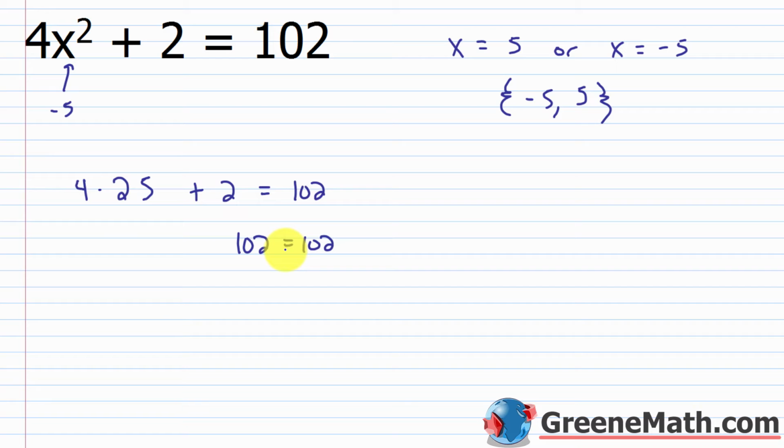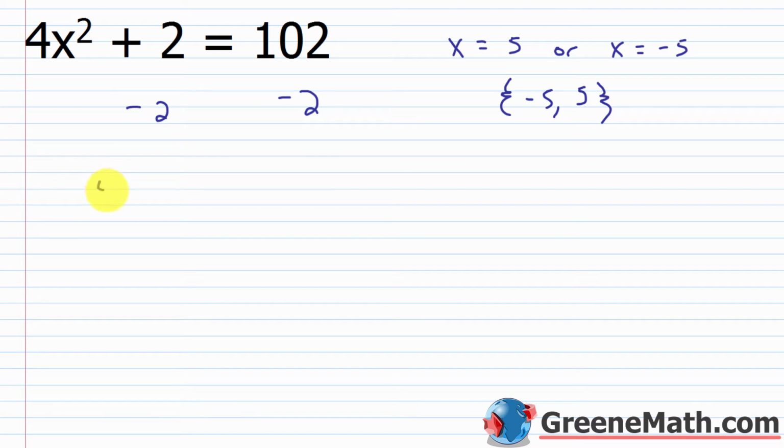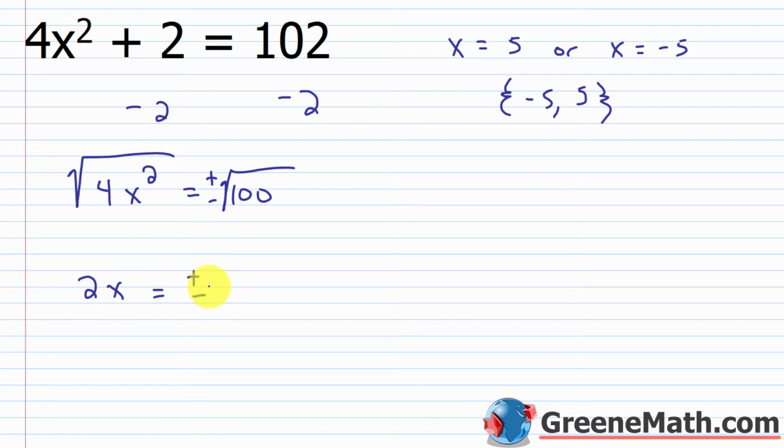Now, let's try without dividing both sides by 4. If we just subtracted 2 away from each side of the equation, we'd have 4x squared is equal to 100. What happens if I take the square root of this side and I go plus or minus the square root of this side? Well, the square root of 4 is 2. The square root of x squared is x, so I'd have 2x is equal to plus or minus the square root of 100, which we might as well just say plus or minus 10.